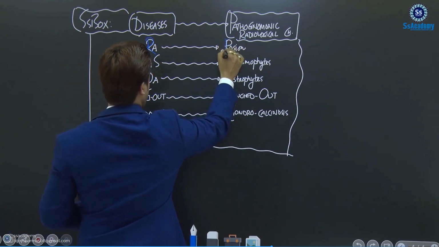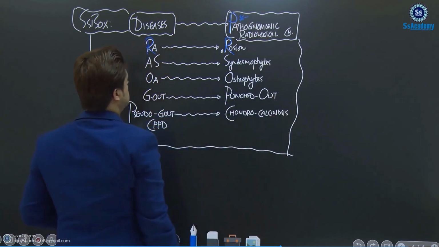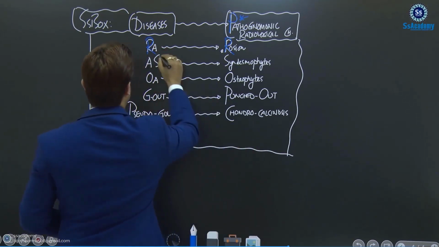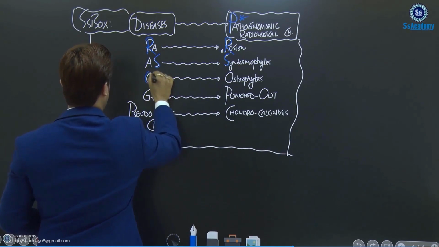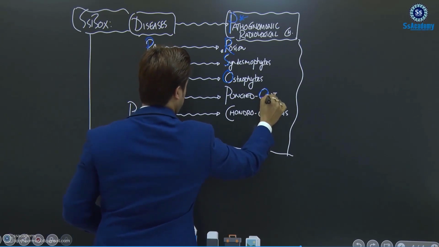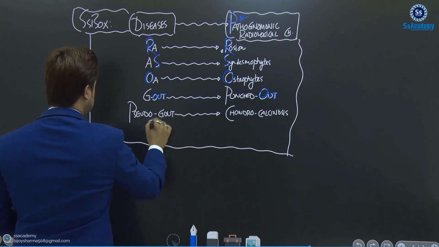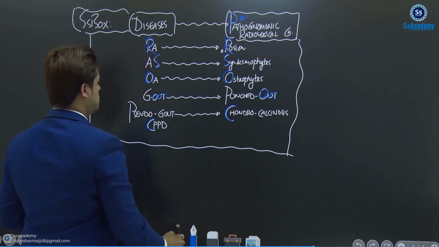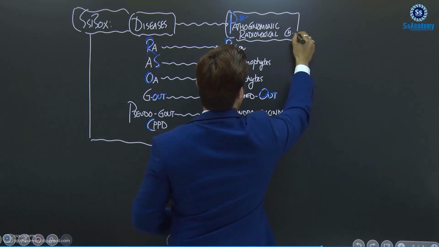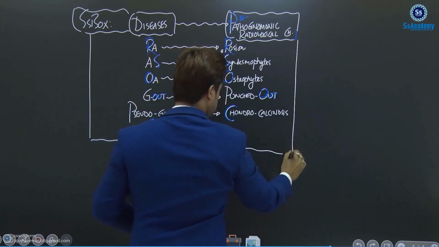So the box, let's do the box once again. R for rheumatoid arthritis, R for erosion, my dear. The pathognomonic radiological characteristics, my dear. So once again, R for rheumatoid arthritis, R for erosion. Spondylitis, syndesmophytes. Osteoarthritis, osteophyte. Gout is punched out, my dear. Pseudogout, I'm writing the CPPD, is a chondrocalcinosis. What I say, the CPPD is a chondrocalcinosis, my dear.